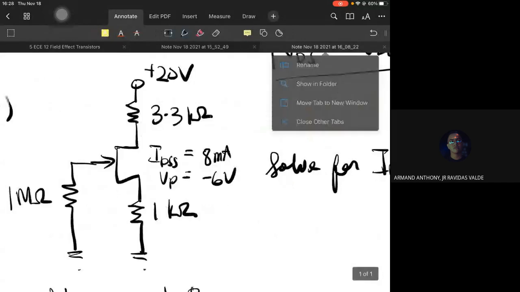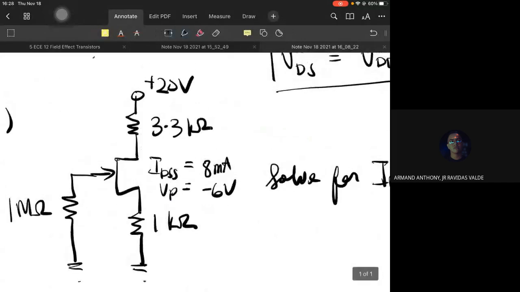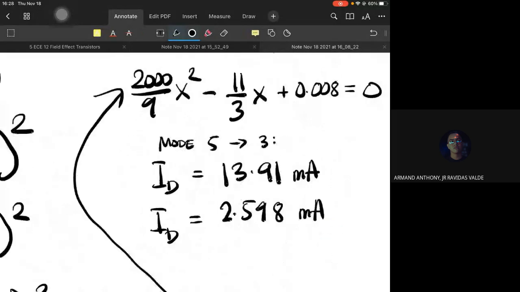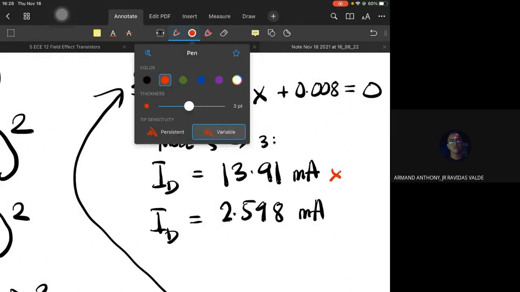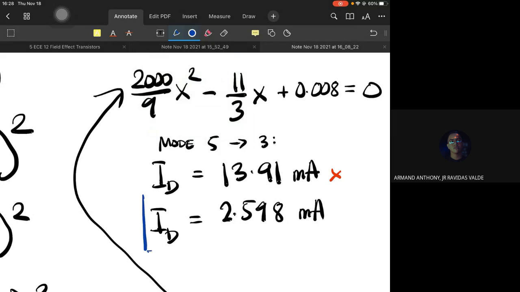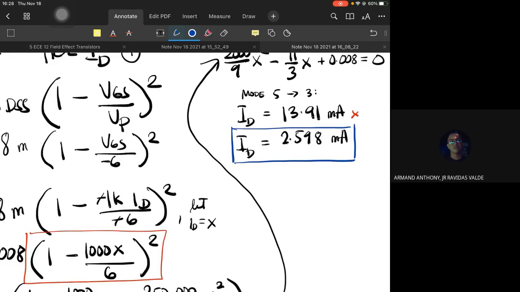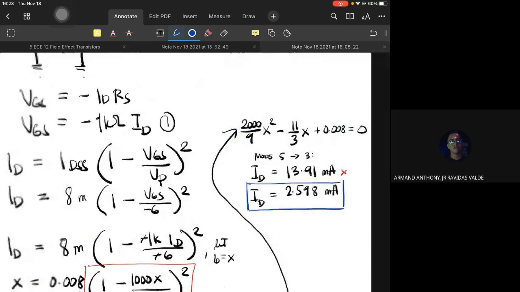If ang atong device has an IDSS of 8 milliamperes, wala na siya iyahang maximum. So dili pwede ning 13.91. So dili na siya acceptable. So the correct answer is ID is 2.598 milliamperes. So natay ID. So we could now solve for VDS.